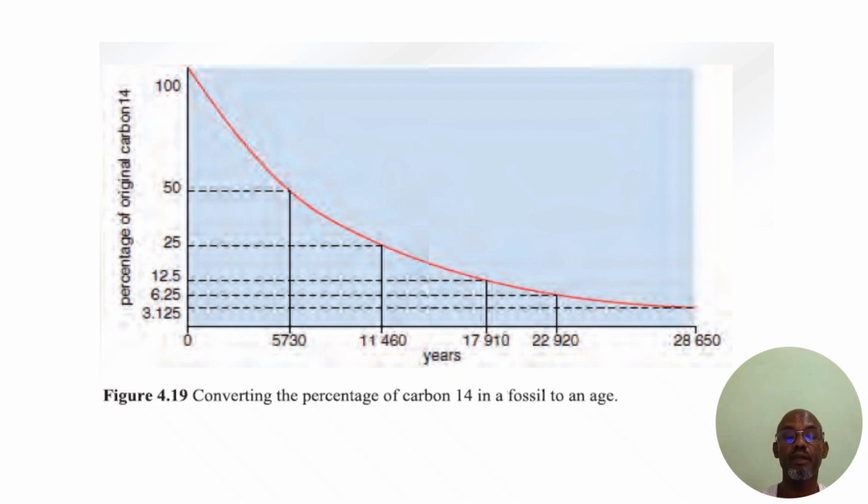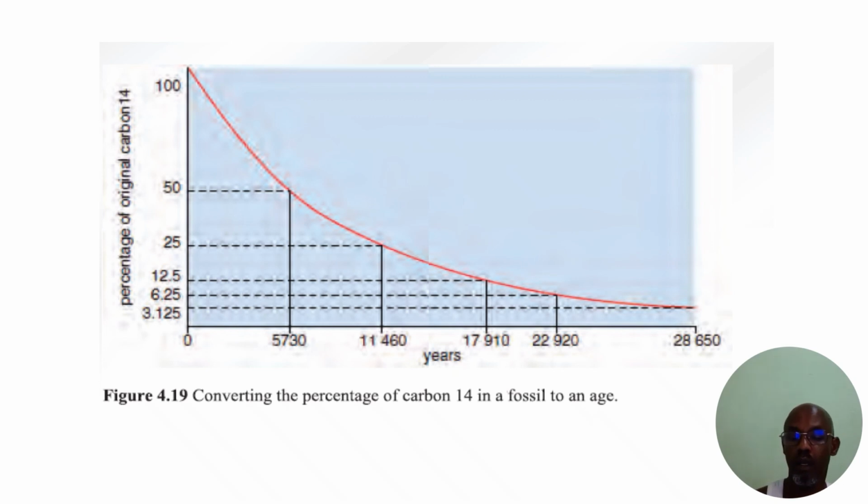The age is 22. Add 5,730 to 17,910, it becomes 22,920. Again, after one half-life, that is 5,730, half of 6.25 remains, that is 3.125. We go like this, just like this. This is for carbon specifically.